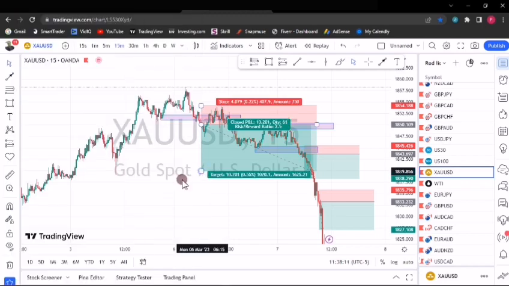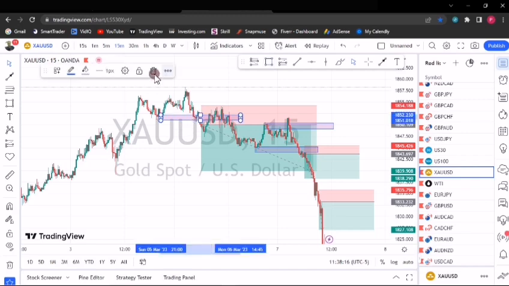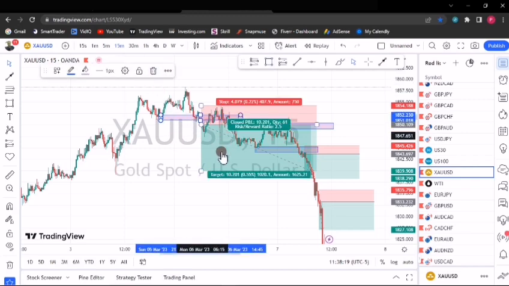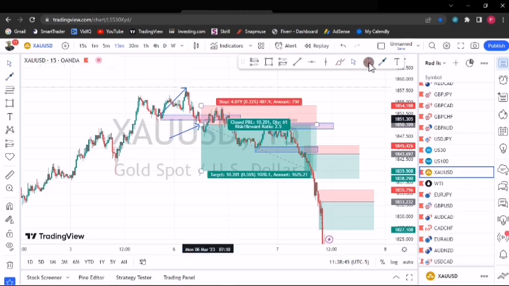When I took these trades, I was doing one simple thing: identifying a key level and then taking the trade at the breakout of that key level. For this first trade, I marked this key level, and then when price closed below that key level right there, I took a trade.